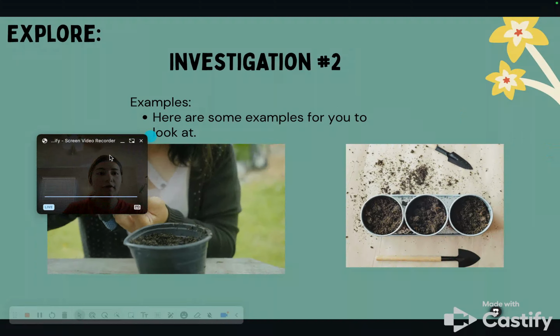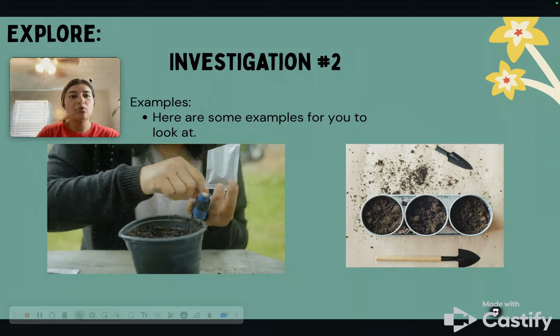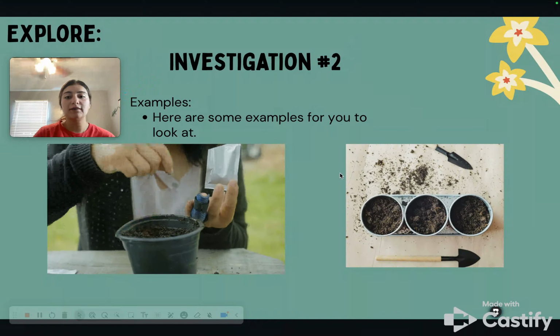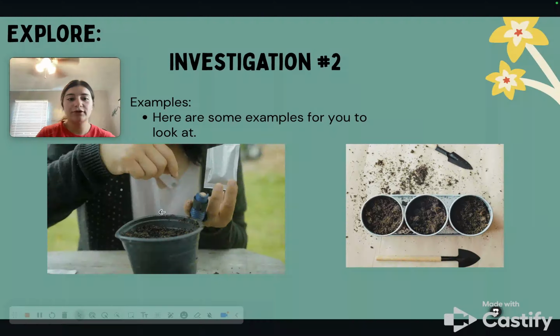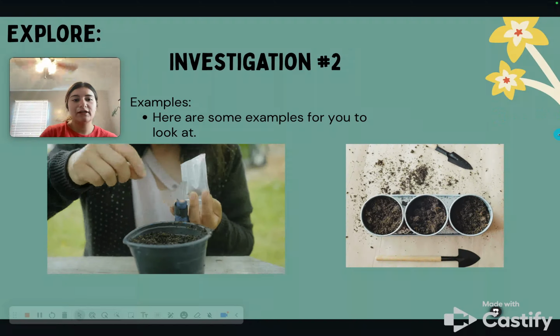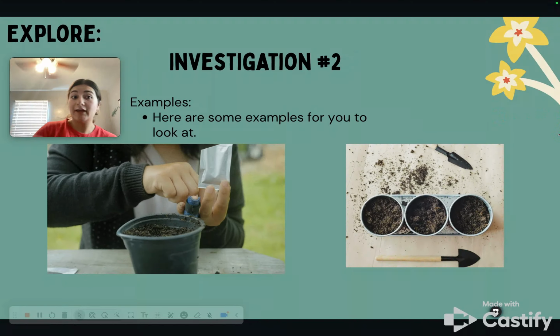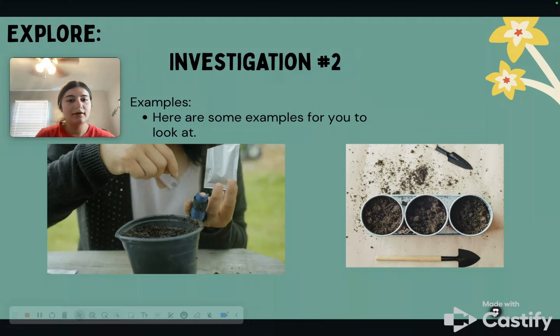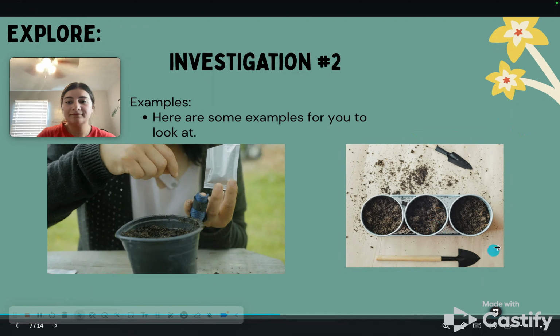Okay, so I've provided a couple examples of what you're going to need to do while working on these steps and what it needs to look like when you're done. Oh, sorry, let me go back. So if you watch this lady, she's putting the seeds, in our case beans, inside the pot. And then when you're done, it should look like this on the right-hand side.